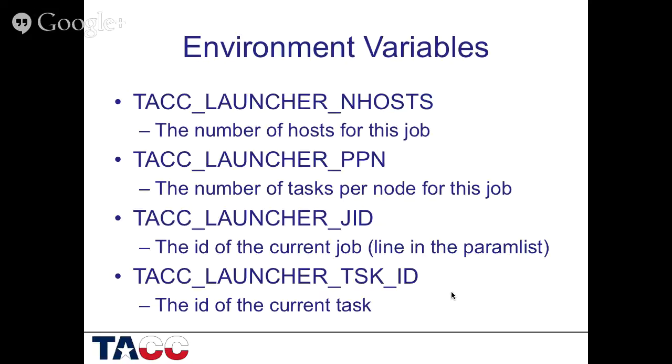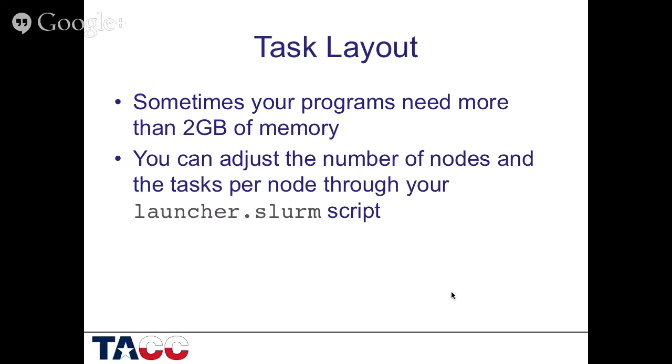We mentioned that there's 32 gigabytes of RAM on the compute nodes. And if your programs need more than 2 gigs of memory apiece, that's fine. You just need to adjust the number of nodes and tasks in your launcher.slurm script. So say I need 4 gigs of memory, then I'm only going to run 8 jobs per node, right? I'll just cut it in half. And yeah, I won't be using all of the processing cores, but I have to do that because I have the memory requirements.